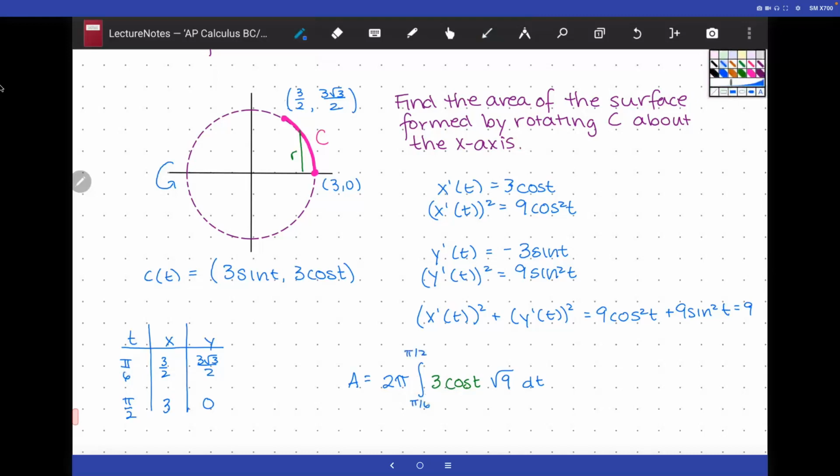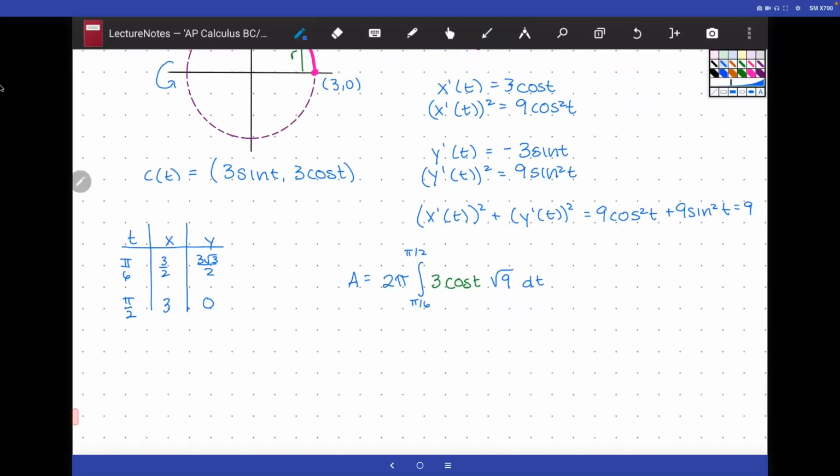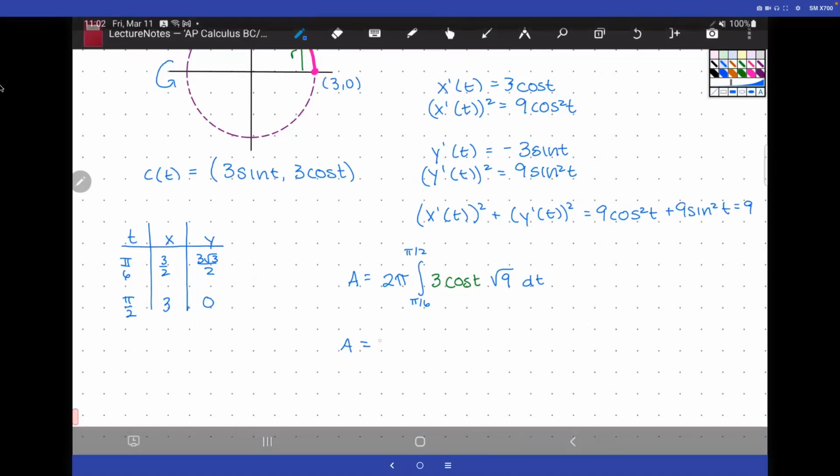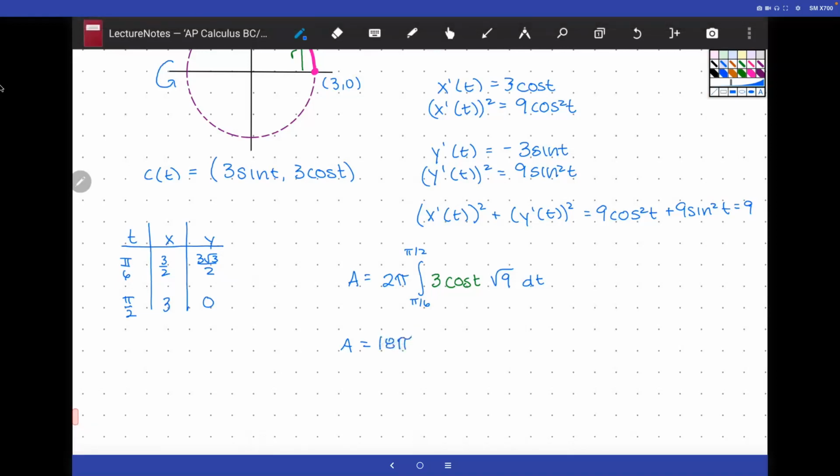But now that we have this, it's super easy to work out. Let's finish it up. If I factor out all those constants, I'm going to have 18 pi on the outside. That would just leave me with cosine on the inside. The antiderivative is sine. And then finally, sine of pi over 2 is 1, and sine of pi over 6 is 1/2. It is 9 pi. There we go.